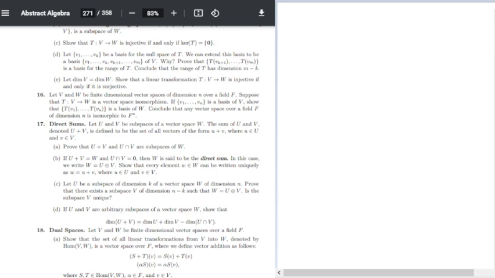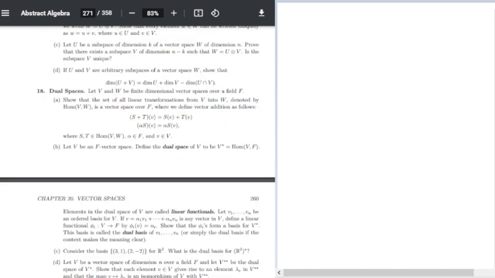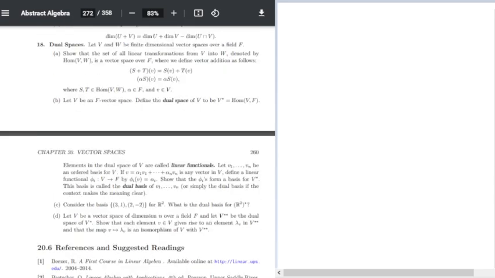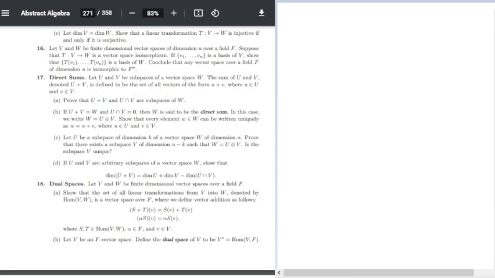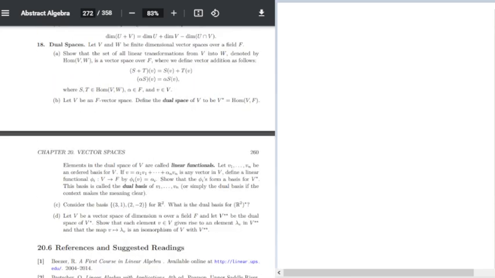Not really feeling it right now. Not really vibing with this. Dual spaces. Oh man. Oh god. Okay, I want to treat this seriously, right? But like, so is there anything cool in dual spaces?